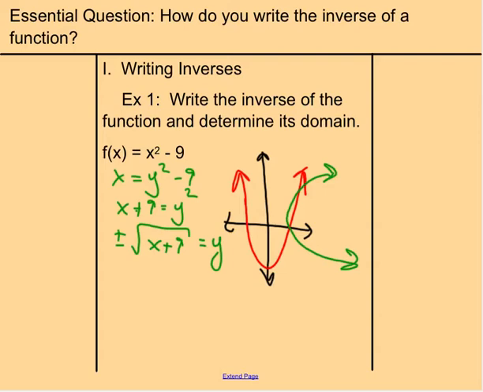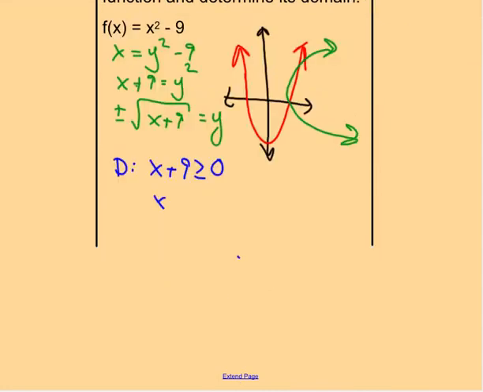So to determine the domain of our inverse, remember for a radical, whatever is under the radical needs to be greater than or equal to 0. So we set x plus 9 greater than or equal to 0, and then subtract 9 from both sides. So our domain is any x value that's greater than or equal to negative 9.